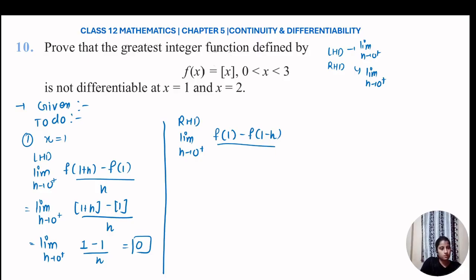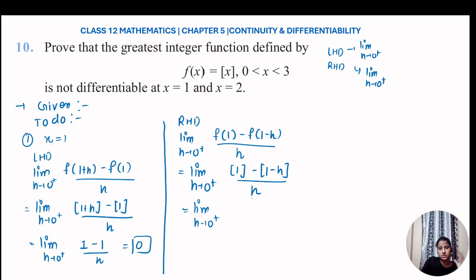So how do we have to take the limit? Only from the positive side. So this is f of 1 minus f of 1 minus h, divided by h. So this right hand limit will be the limit of h tends to 0 positive, and f of 1 is the greatest integer of 1 minus the greatest integer of 1 minus h, divided by h. I'm saying this whole thing is up to you to listen or not, because it's quite easy. Here you are coming from the left hand side, so this value is less than 1, so its greatest integer value will be 0, divided by h.